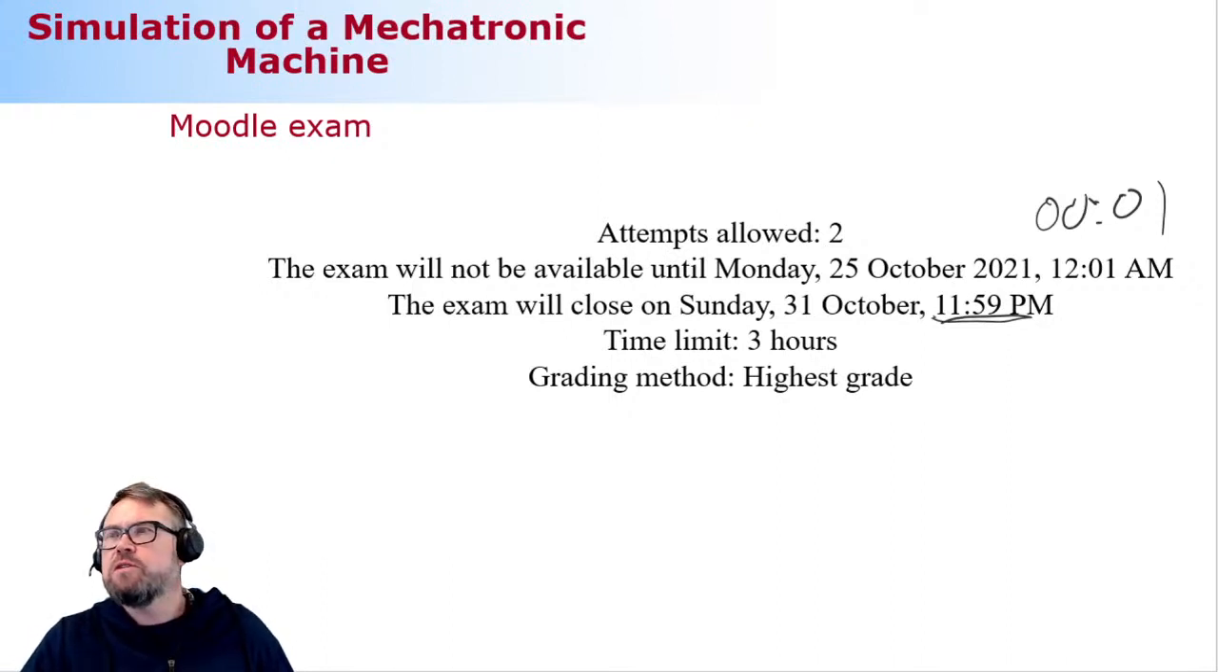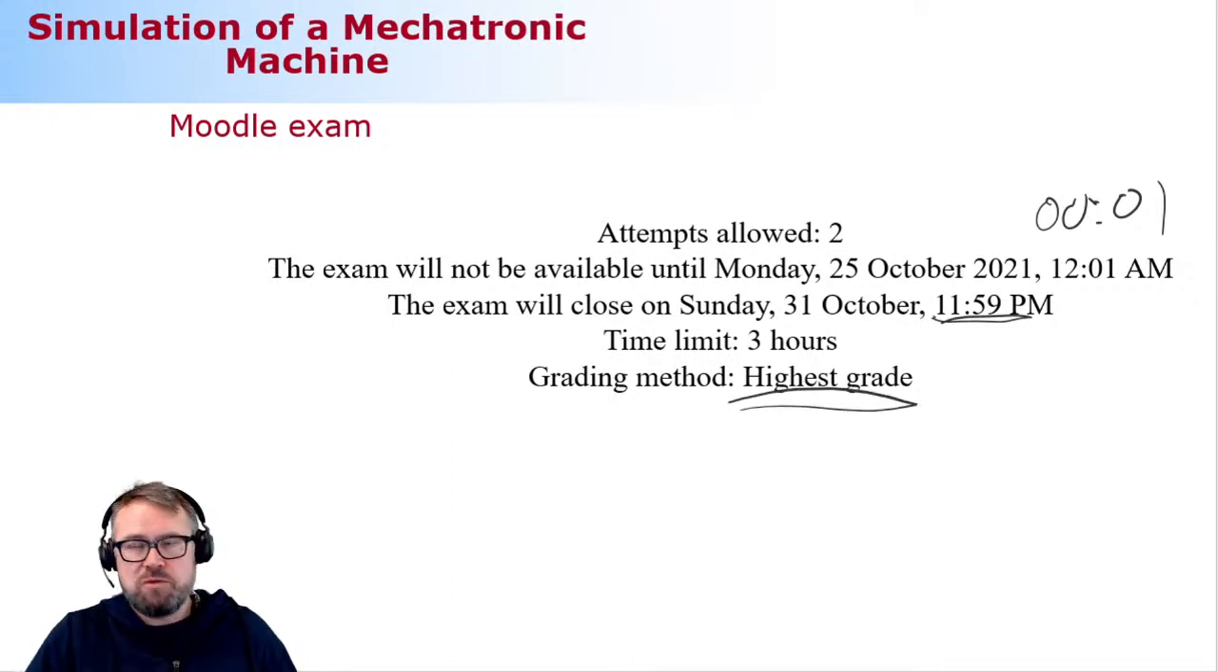Time limit, 2 hours. Grading method, highest matters. So make sure you do the both attempts, but don't do it if you're scoring high in your first attempt. Then it makes no sense to do it second time.